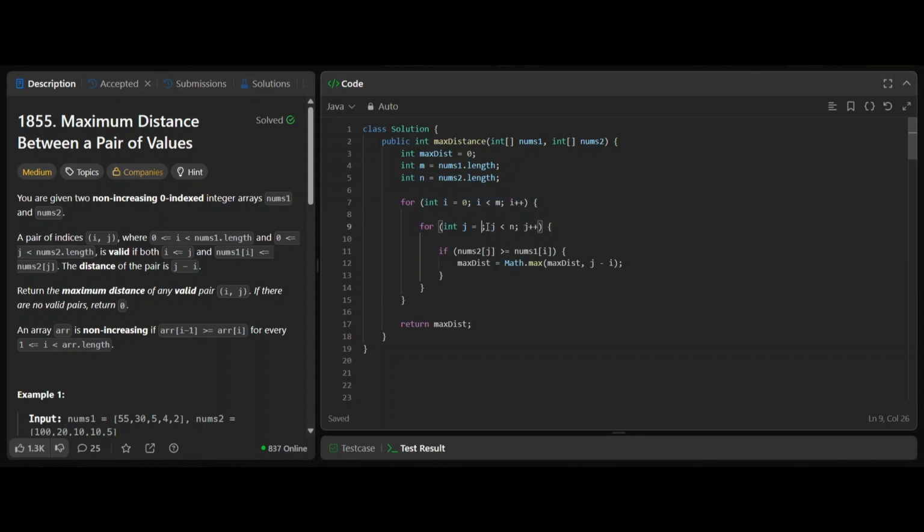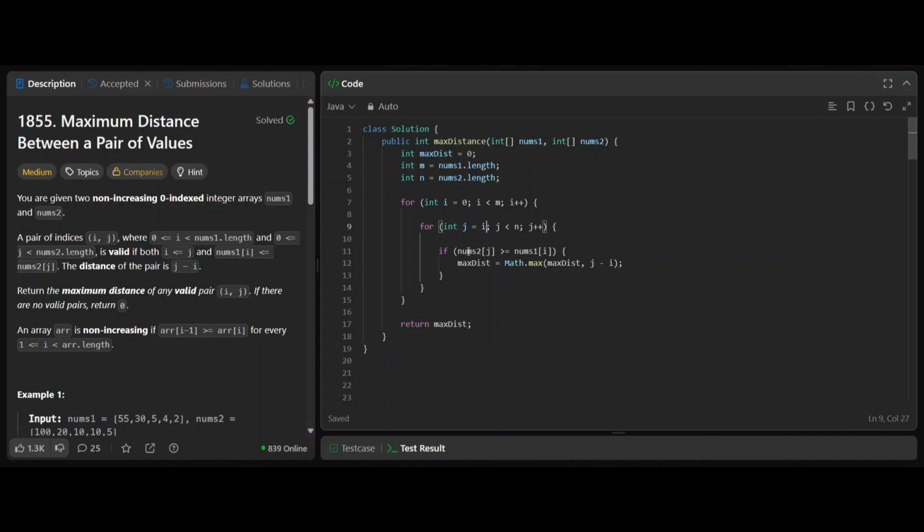There is no sense of starting it from zero because eventually it is not a valid case, right? And if we start from zero, we have to put this condition as well, that j is also greater than or equal to i. So there is no sense of it. Eventually all those cases will never be valid, right?